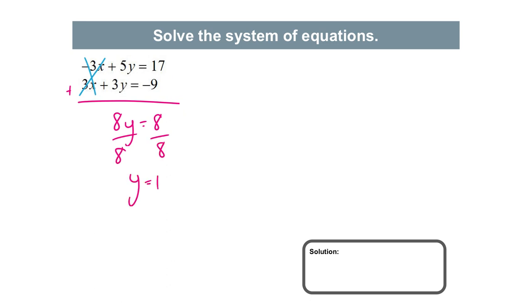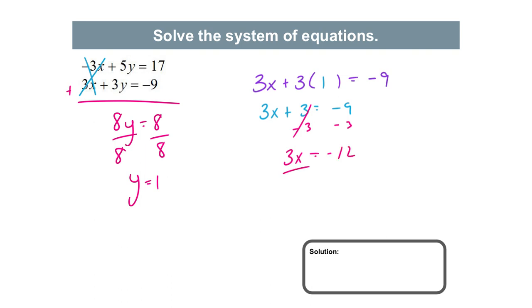Then plug it back into whichever equation you think looks easier. 3x, I'm going to pick the bottom equation, plus 3y equals -9. We plug in that one. 3x plus 3 equals -9. Subtract 3 on both sides. So 3x equals -12. When I divide by 3, x equals -4. So my solution is -4, 1.